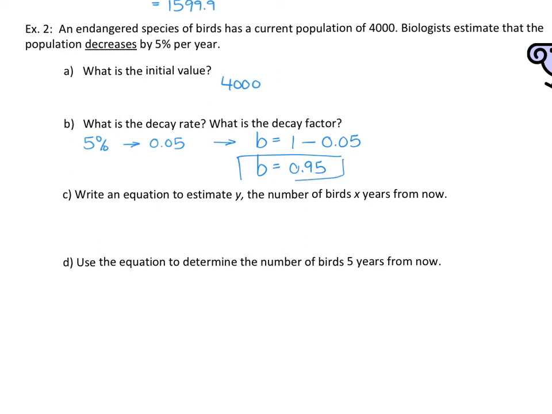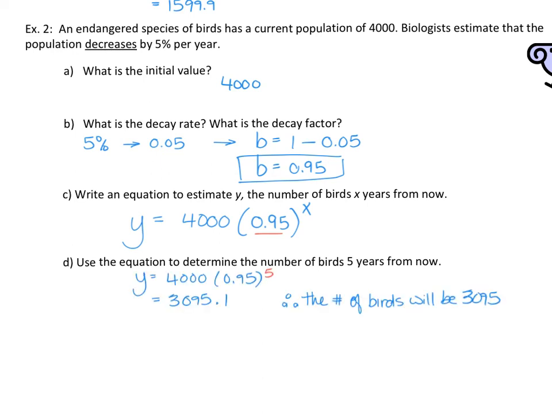0.95. Okay, I'm going to go ahead and write the equation. Y equals 4,000 times 0.95 to the x. Okay, and hopefully that makes sense to you. That one's decreasing, so it should be a fraction or a decimal right here in terms of the b value from what we know. And why don't you go ahead and pause the video and see if you can use the equation by yourself to figure out the number of birds 5 years from now. Okay, so I got 3,095. You can round to the nearest bird, so the population of the birds in 5 years would be about 3,095.